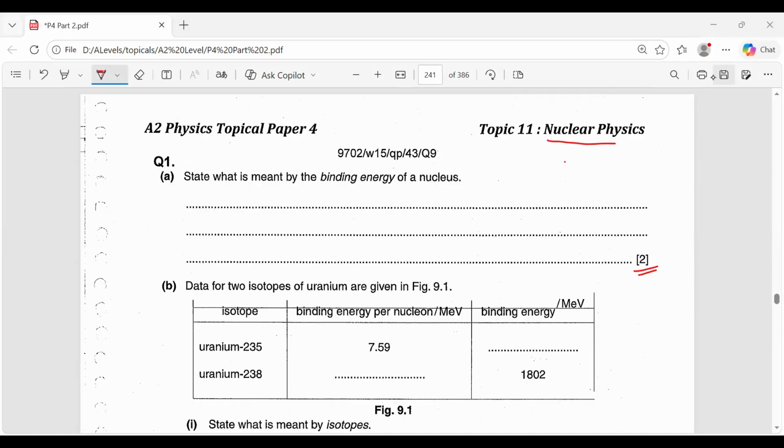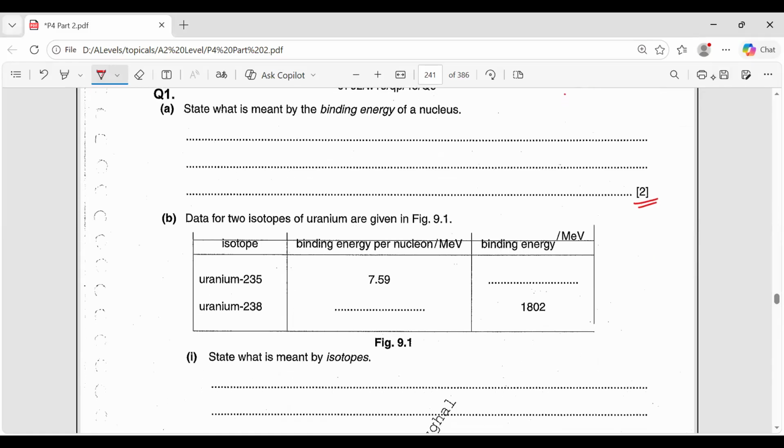You can go ahead with this, the definition of the binding energy. It is the energy required to separate the protons and neutrons in a nucleus completely.